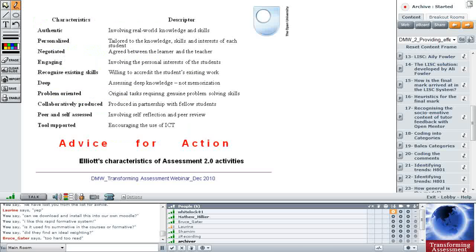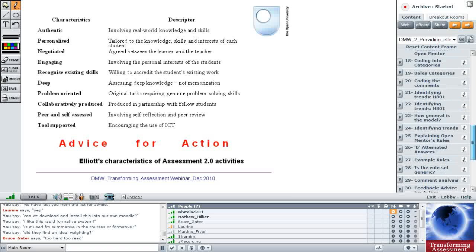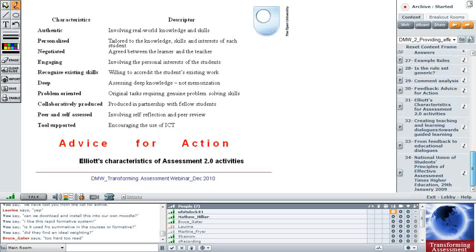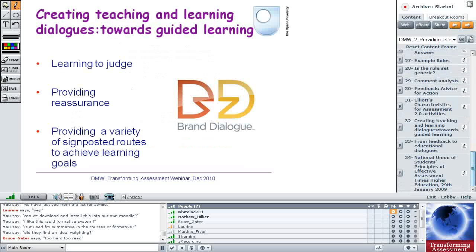Now, Bobby Elliott from SQA has given us a set of characteristics which he thinks are important for what he's calling assessment 2. And I've added here on the slide advice for action, which I think he's actually omitted here. Not that I disagree with any of the characteristics that he believes are important in the next form of assessment.